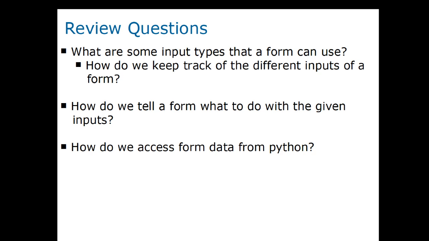Our form's going to have at least one input, right? It might have lots of inputs. And so the next question is, how do we keep track of them? How do I know, when I'm looking at the form, we're going to talk later about how to process the form data, right? How do I get the data out? How do I actually keep track of the different inputs? What do I use?